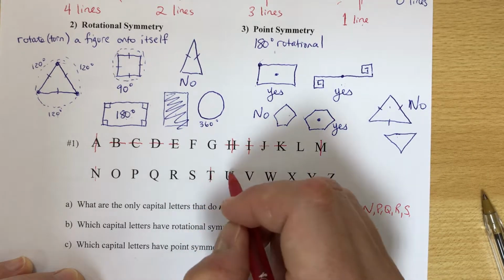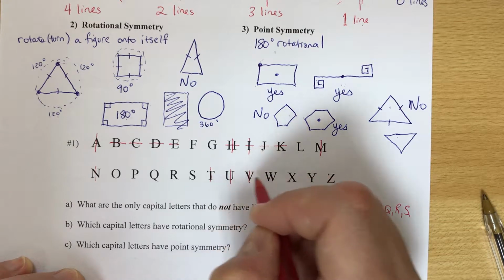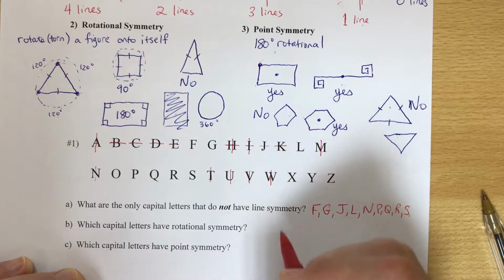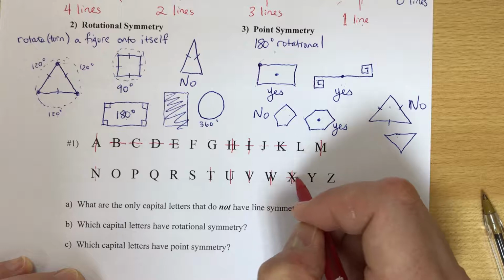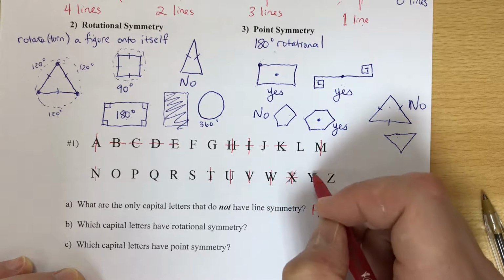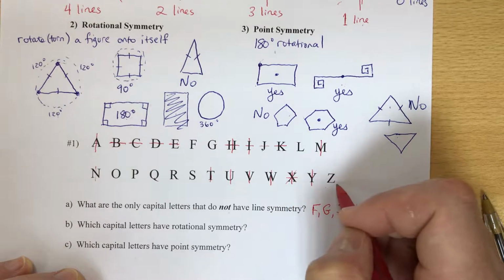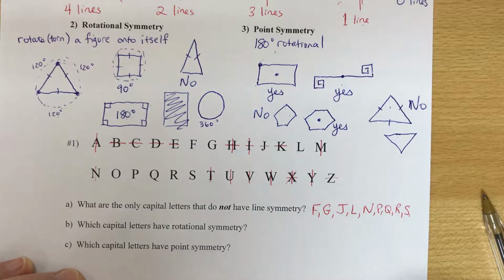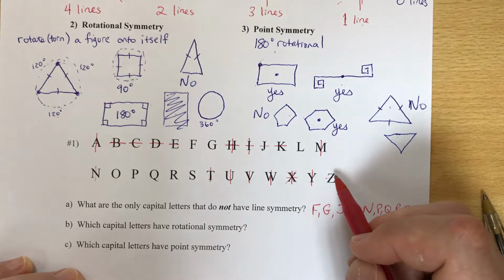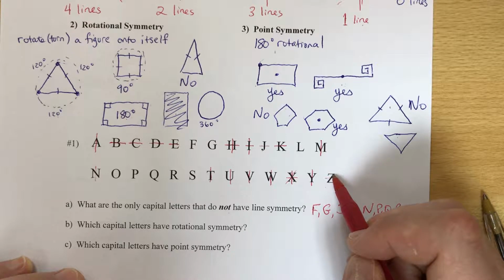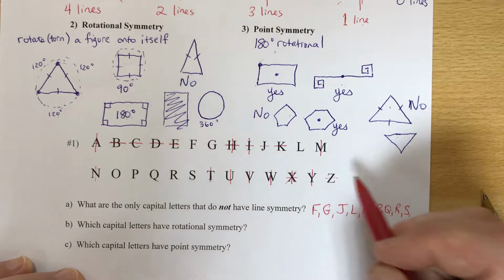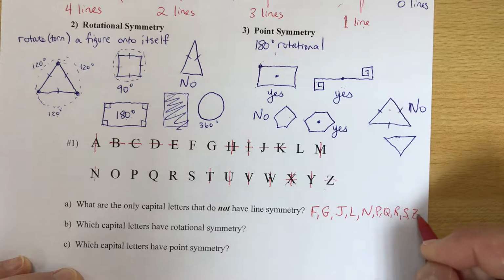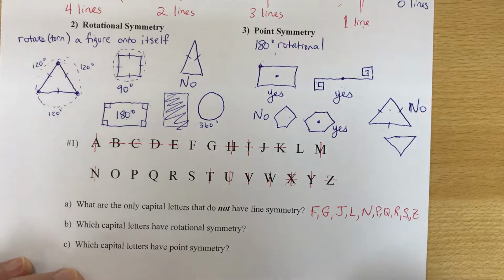T is okay. U, V, W would work. X would work in a lot of ways. We could do it diagonally as well. Here's Y. Z does not work. Again, you might think horizontally, but this part of the Z does not fold onto this part. It would fold down here. Okay, so those are the ones that don't work.